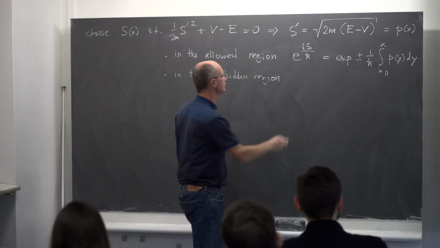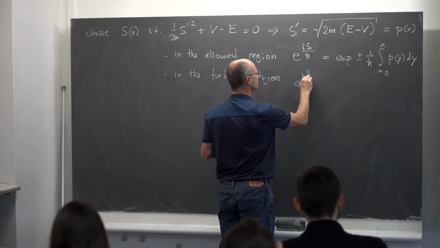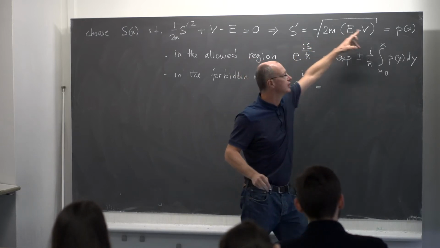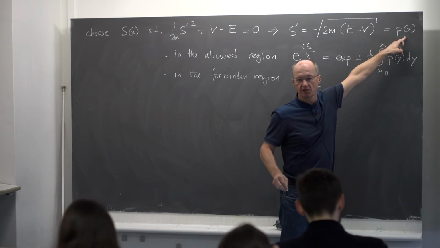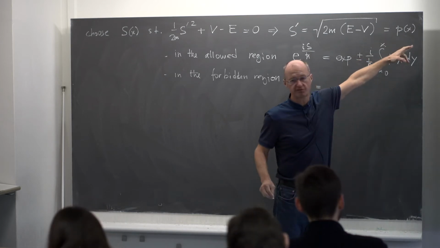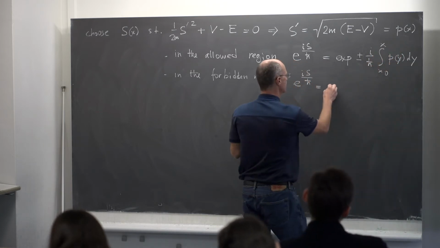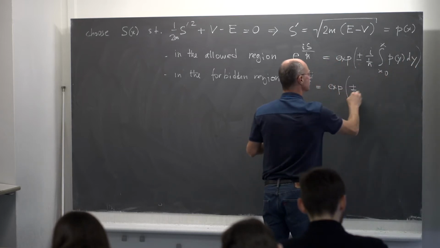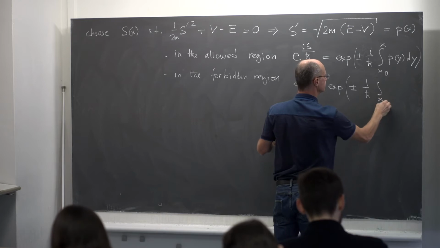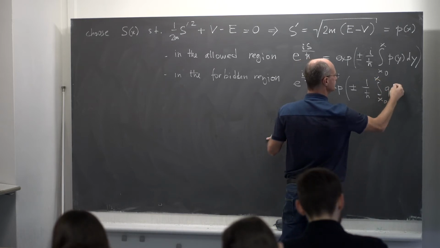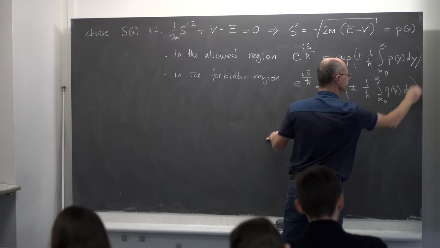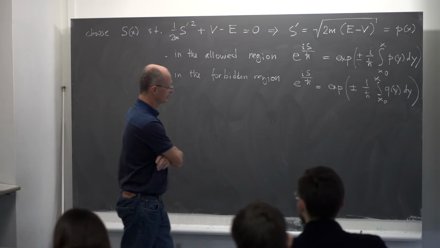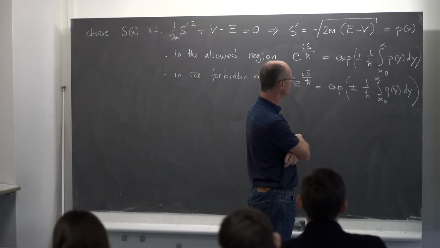And in the forbidden region, what happens, right? Here we have a negative thing under the square root, so this is actually pure imaginary, and it is plus or minus i times that function q of x that I introduced, right? So this will be an exponential of plus or minus 1 over h bar and then the integral of q. Right, so that's how it's going to look.